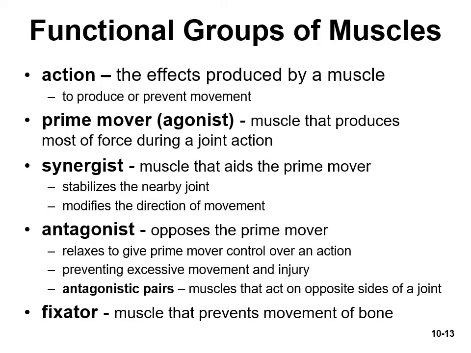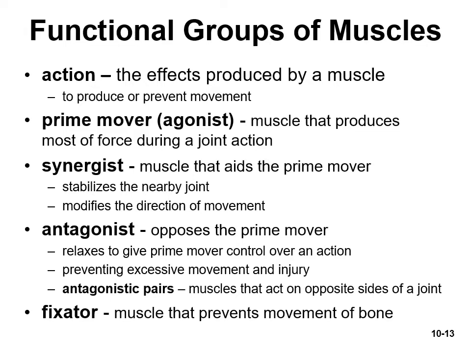The synergist is a muscle that aids the prime mover. It can do this by stabilizing a nearby joint or by modifying the direction of a movement. So the quadricep is made up of 4 different heads. In knee extension, the rectus femoris is going to be the prime mover, and another head, the vastus medius, is going to be a synergist that helps shift the direction of the movement one way or the other. It doesn't pull the most force, but it does help the overall action.